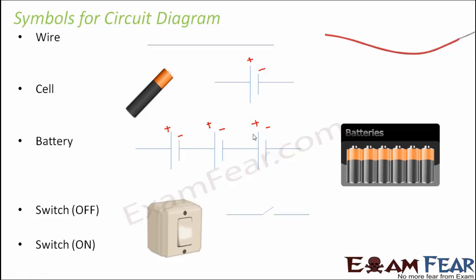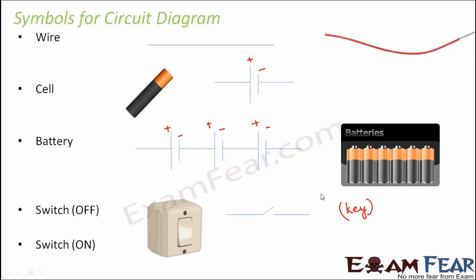When you talk about a switch, this is how it is represented when the switch is off. When the switch is off, the circuit is broken and therefore current doesn't flow through the circuit, and this is how it is represented. Now a switch is often called a key in a circuit. So key is another word which is used for switch.